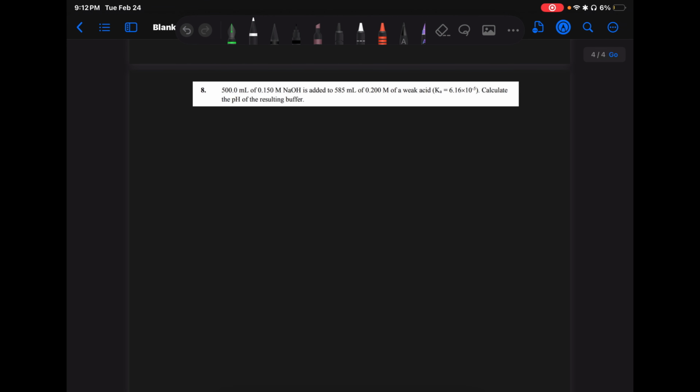What we have here is NaOH mixing with a weak acid. NaOH is a strong base because sodium is group 1, and then we have a weak acid. So when these combine, what we're going to get is a solution with a weak conjugate base.